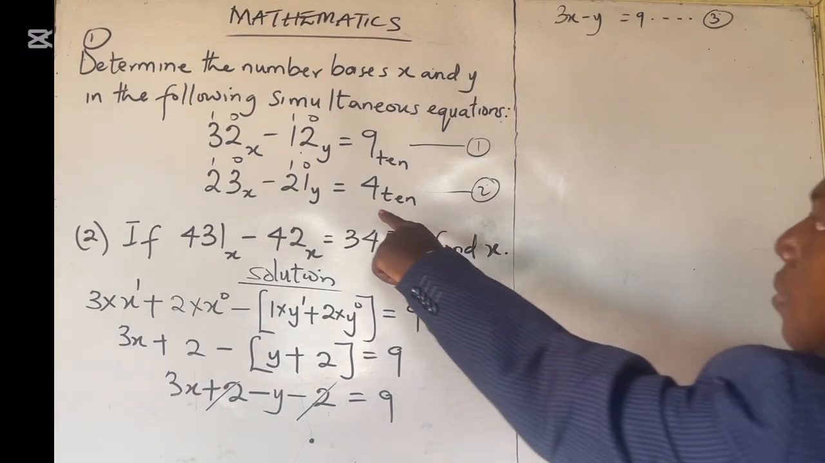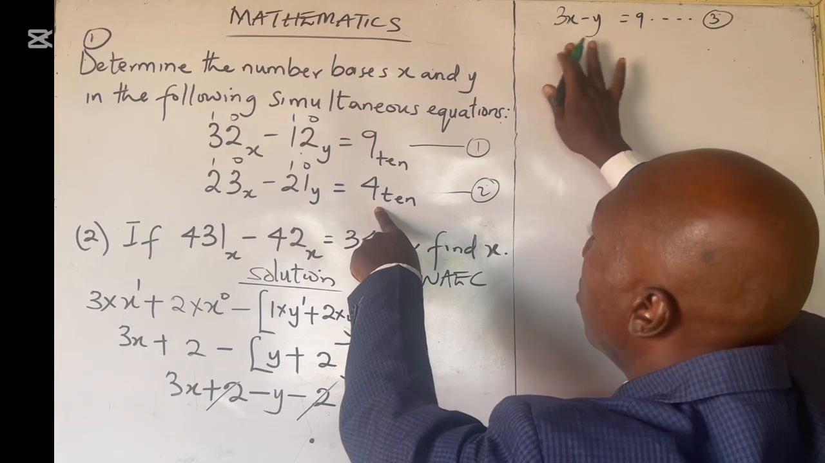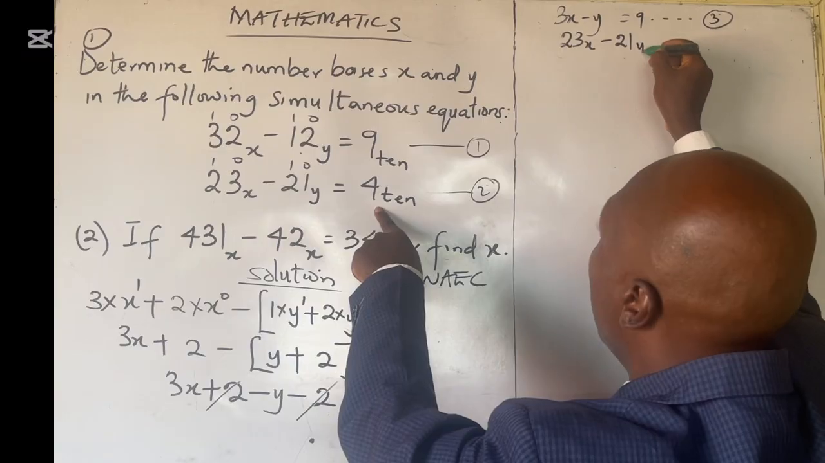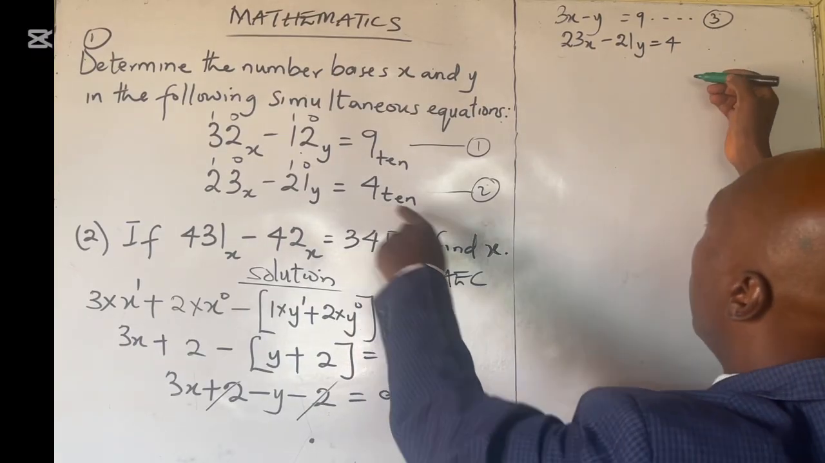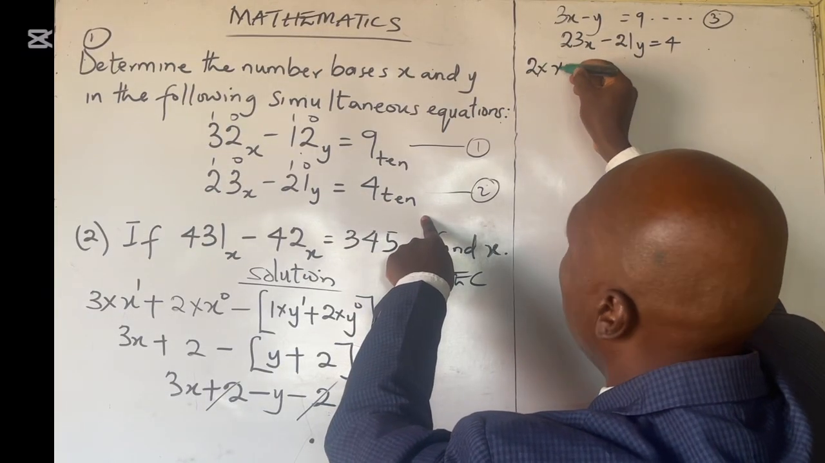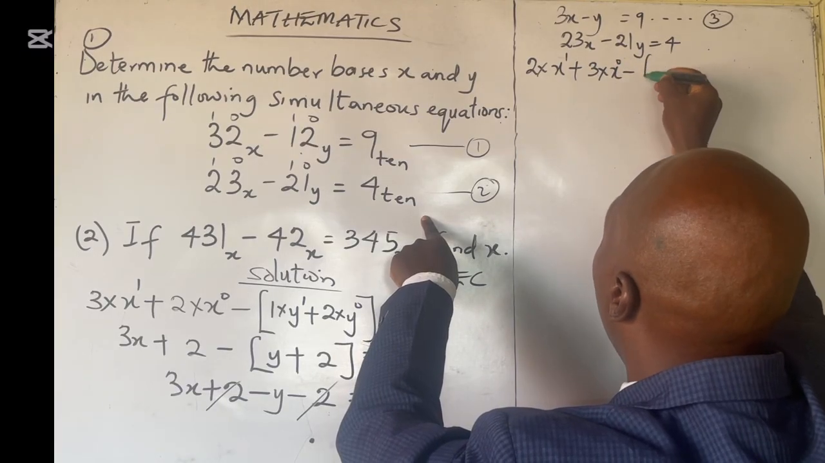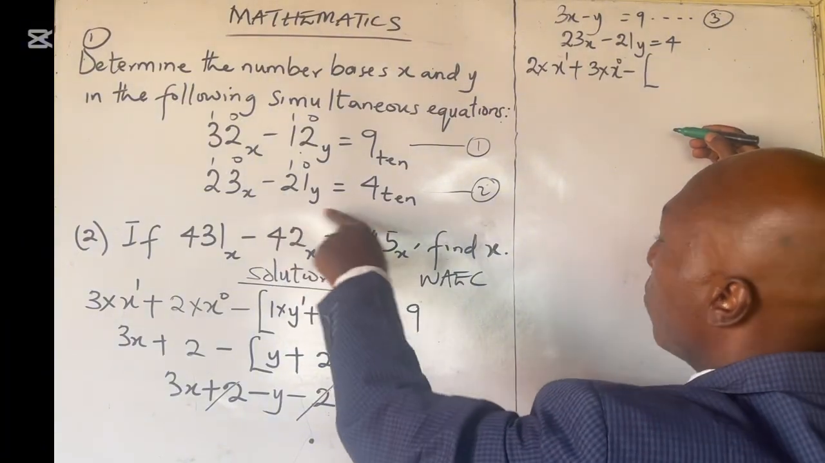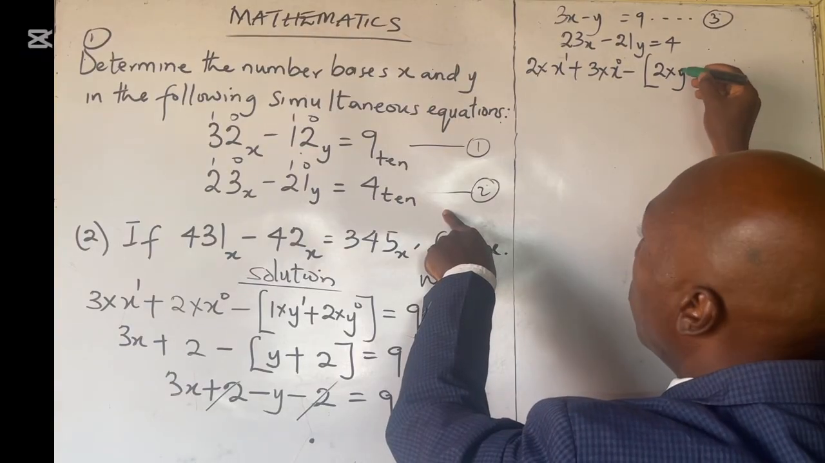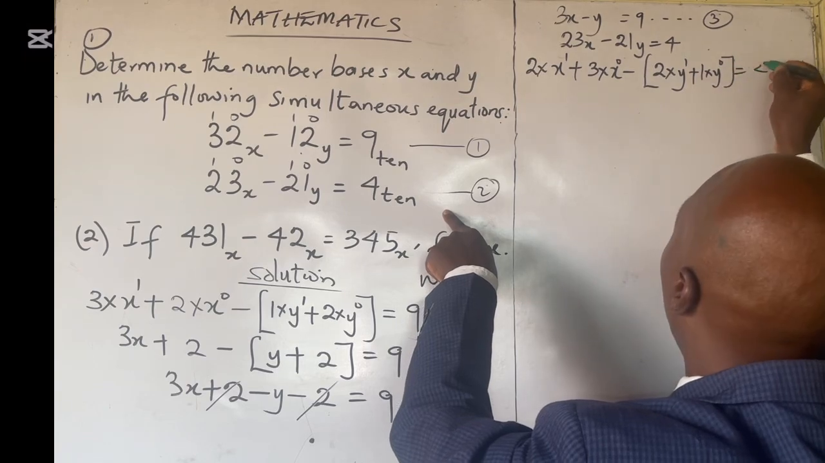Let's go again to the second equation. We have 23 base x minus 21 base y equals 4 base 10. We've already done that here. So that will give you 2 times x raised to power 1 plus 3 times x raised to power 0 minus, I'm using a larger bracket because of this negative, 2 times y raised to power 1 plus 1 times y raised to power 0 equals 4.